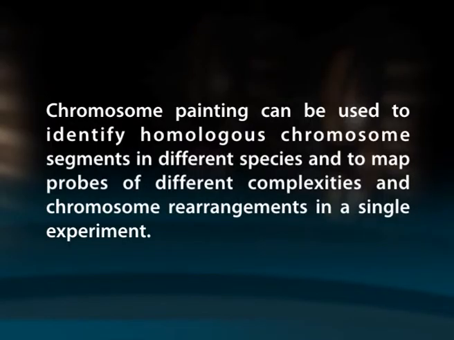chromosomal aberrations. Chromosome painting can be used to identify homologous chromosome segments in different species and to map probes of different complexities and chromosome rearrangements in a single experiment. The complete karyotypes of various mammals, including primates, carnivores and artiodactyls, have been analyzed by chromosome painting in recent years. Chromosome painting probes available in liquid format are directly labeled in either a red or green fluorophore, and they can be mixed together to label a number of chromosomes in a single reaction.